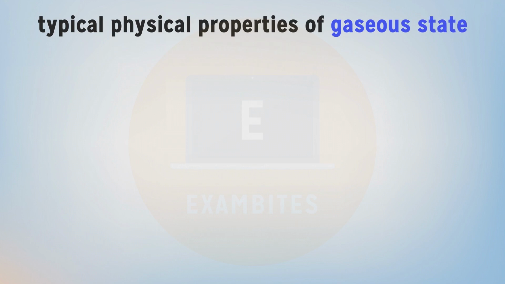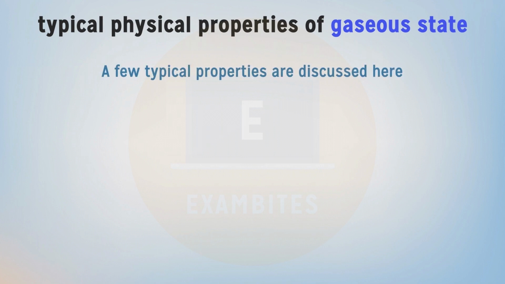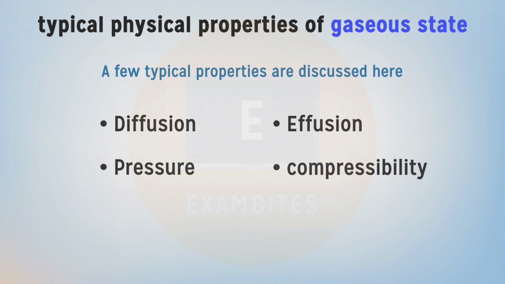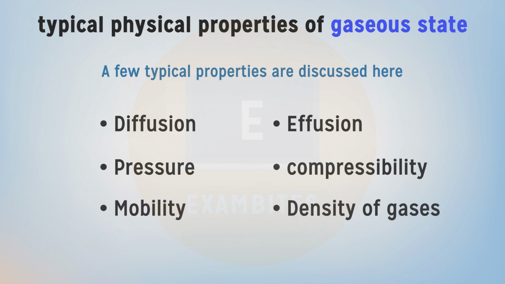Now we're going to learn about the typical physical properties of the gaseous state. Gases have similar physical properties. A few typical properties are discussed here: diffusion, effusion, pressure, compressibility, mobility, and density of gases.